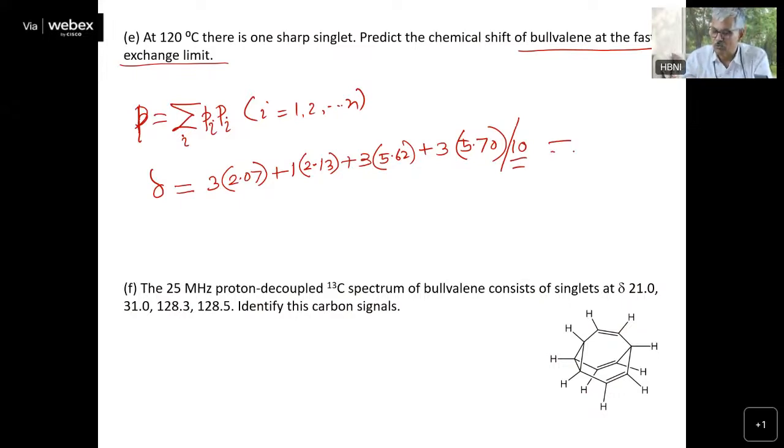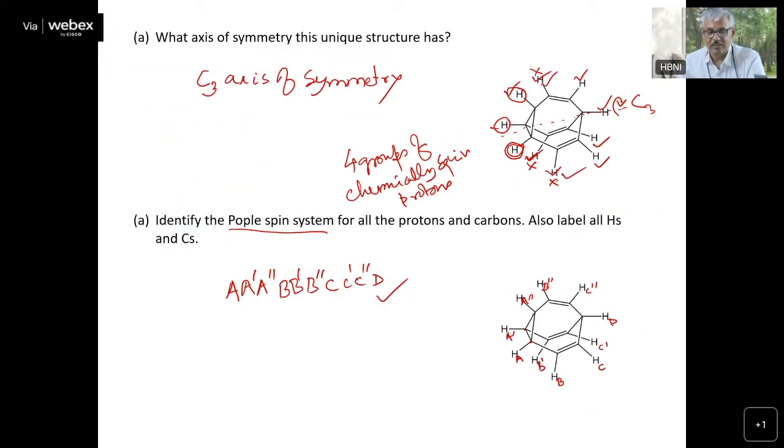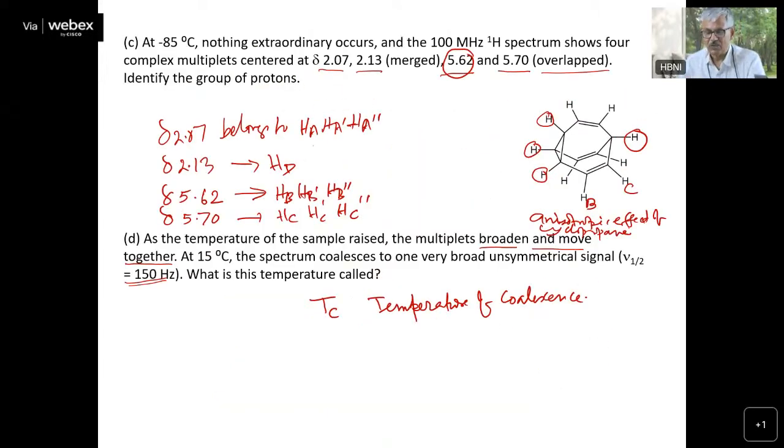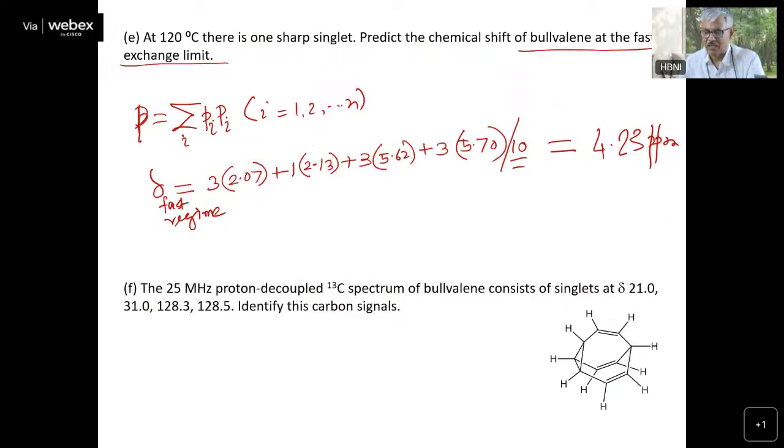So if you do that, you will get 4.23 ppm. So your delta, in the fast exchange regime, you can see that it comes around that position. This is around 4, you can see clearly. So that comes at 4.23 ppm.